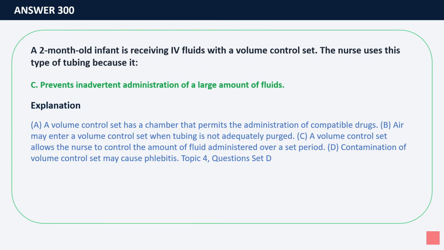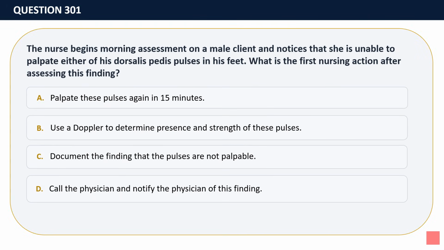Topic 4. Question set D. Question 301. The nurse begins morning assessment on a male client and notices that she is unable to palpate either of his dorsalis pedis pulses in his feet. What is the first nursing action after assessing this finding? A. Palpate these pulses again in 15 minutes. B. Use a Doppler to determine presence and strength of these pulses. C. Document the finding that the pulses are not palpable. D. Call the physician and notify the physician of this finding.